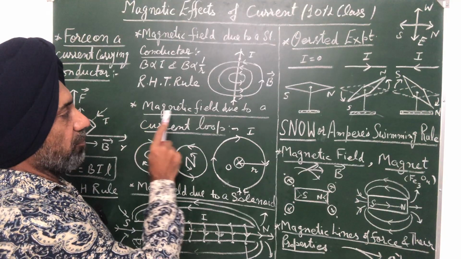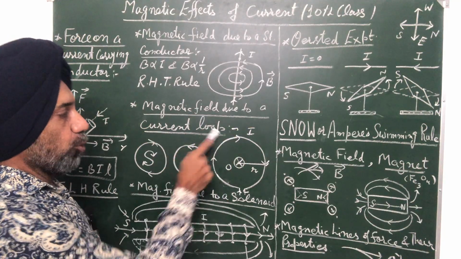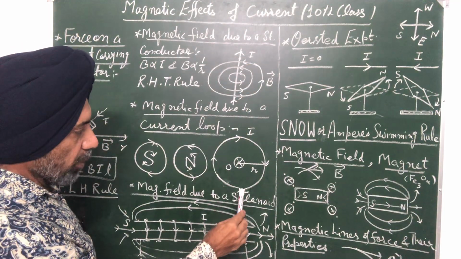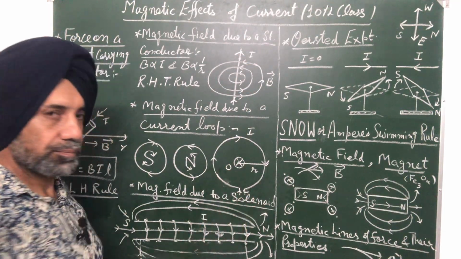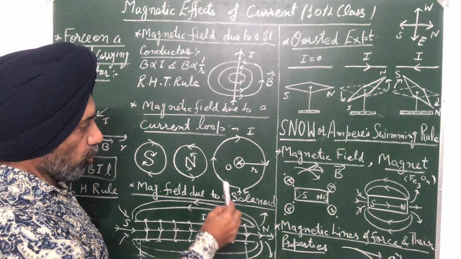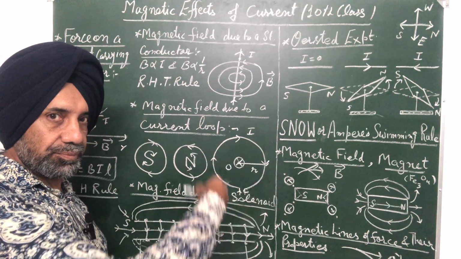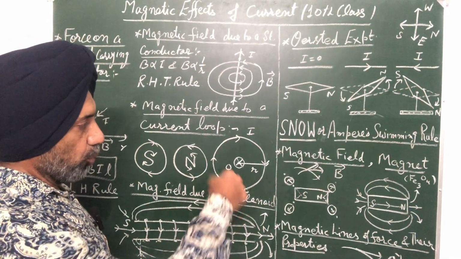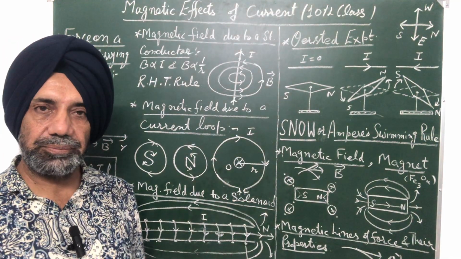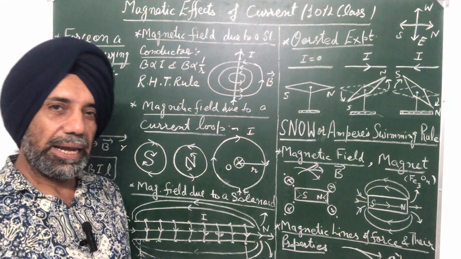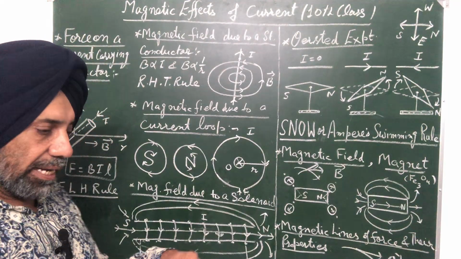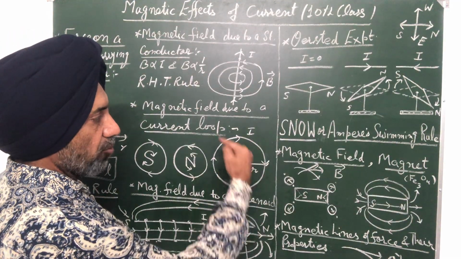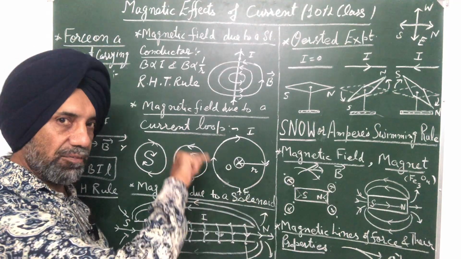Then the magnetic field due to a current loop. Now, instead of a straight wire, suppose we have a current loop like this. Suppose this loop carries current in the clockwise direction. O is the center of the loop, and R is the radius of the loop. Then again, since a wire carrying current produces a magnetic field around it, this loop will also produce a magnetic field around it like this, everywhere.